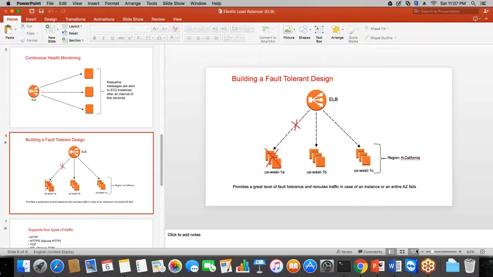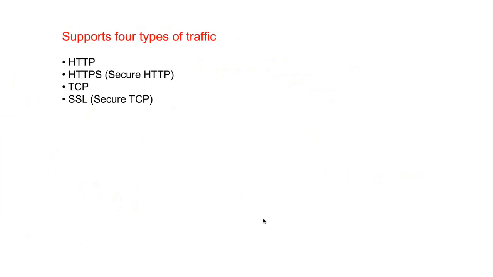Let's move further now. The load balancer supports 4 types of traffic: HTTP, HTTPS, TCP, and SSL. So these are the 4 different kinds of traffic it supports. Regarding the pricing, it is dependent upon a pay-as-you-go model. Okay, so it is hourly-based charges.